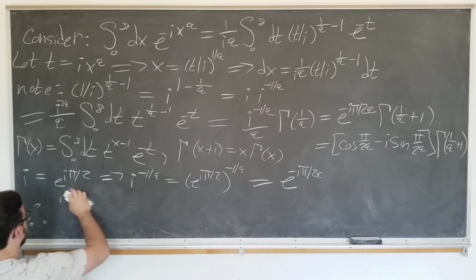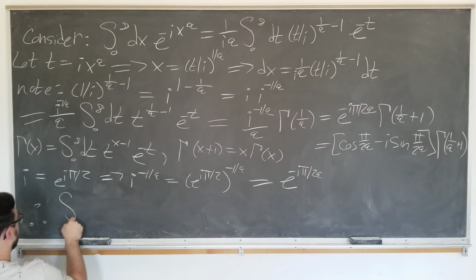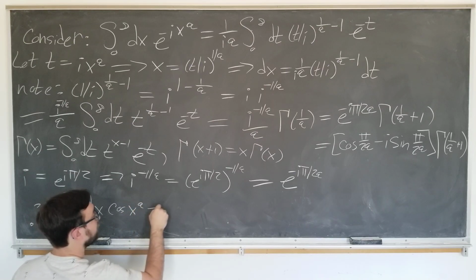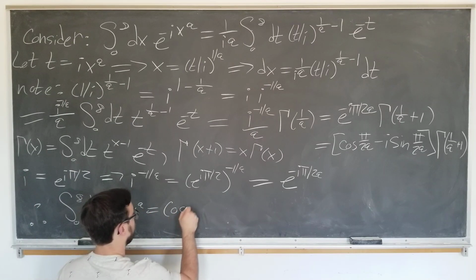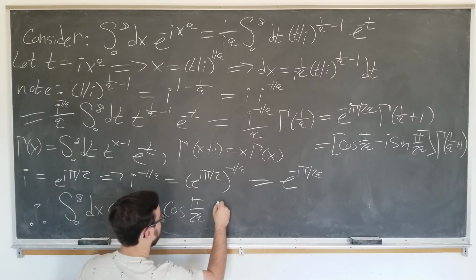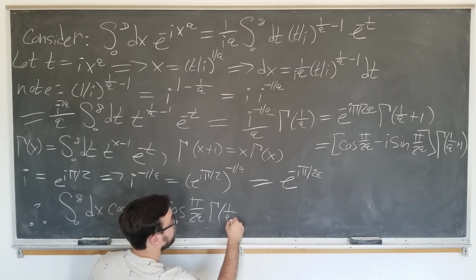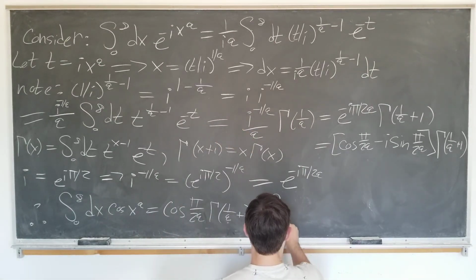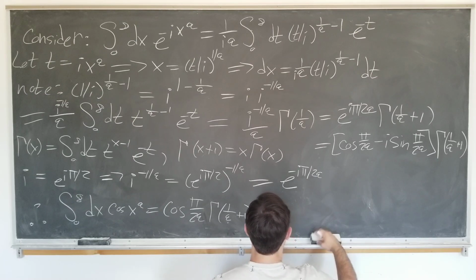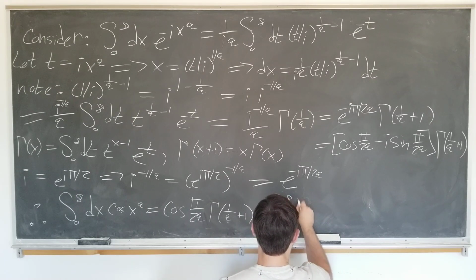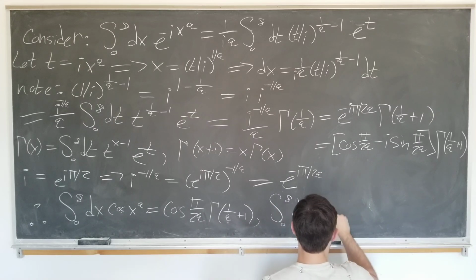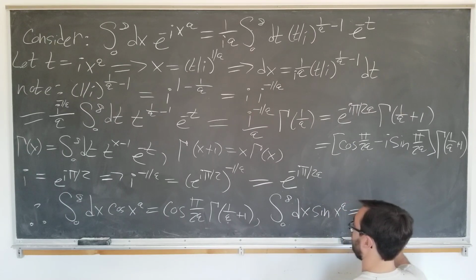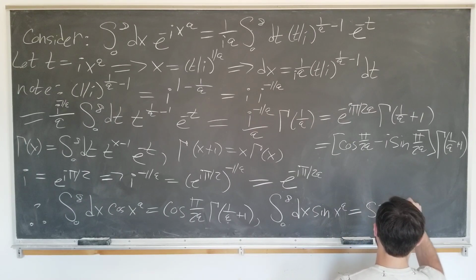That's a terrible integral sign. We have the integral from 0 to infinity with respect to x of cosine x to the a equal to the real part of this, so cosine pi over 2a times gamma of 1 over a plus 1. Similarly for the sine, we have the integral from 0 to infinity with respect to x of sine x to the a is equal to the same thing with cosine replaced by sine.